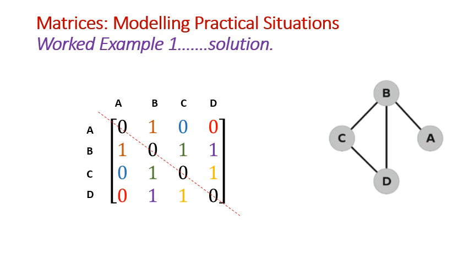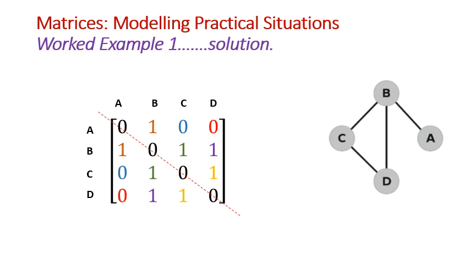Going further along, we're looking at what's the connection between C and A. Well, there's no direct connection, so we put a 0. All right, and down here you'll see that the reflected image across the diagonal line between A and C, it's also 0, because again it's the same as C and A. And we continue that on throughout the whole matrix until we've completed it.